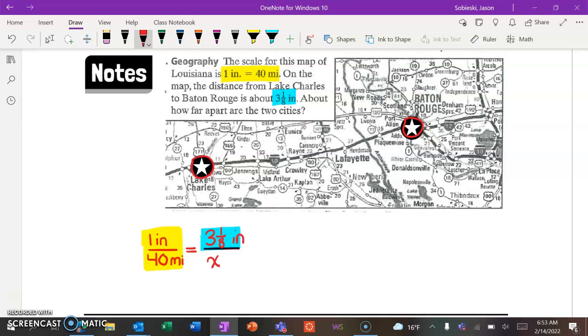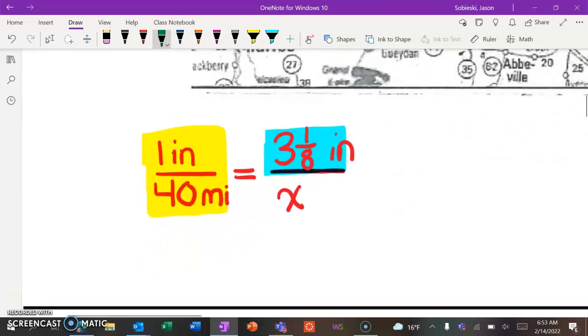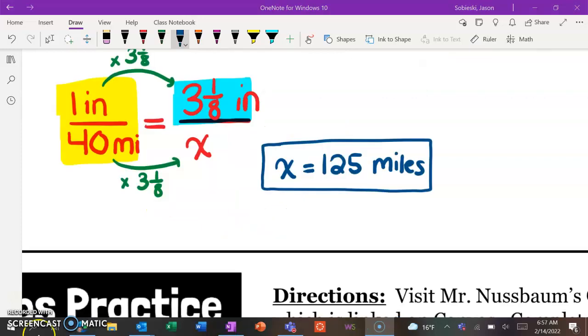Once we have this set up, we could use cross multiplication, or we could just do a direct multiplicative relationship, which means, well, we know 1 times 3 1/8 has to get us to 3 1/8. So if we multiply the numerators by that, we want to do the same thing for our denominators. So 40 times 3 1/8. And that should give us our amount of miles. So why don't you pause this video, see if you can get that answer, and punch it into Edpuzzle.